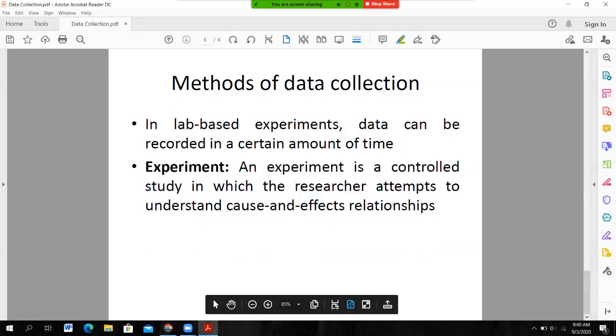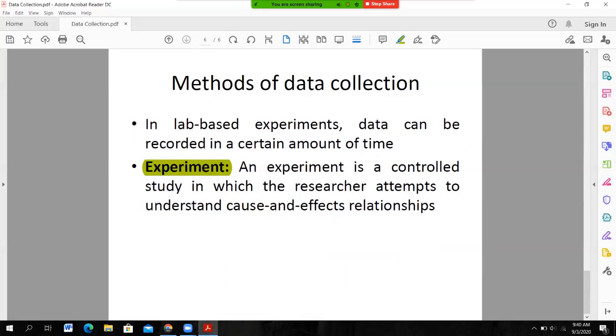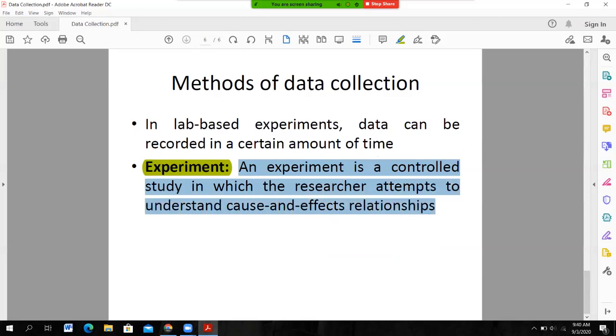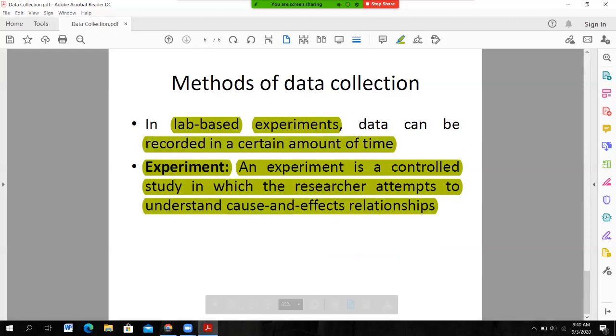Data can also be collected by means of controlled experiment. What is meant by experiment? An experiment is a controlled study in which the researcher attempts to understand the cause and effect relationship. Mostly in lab-based experiments and lab settings, data can be recorded in a certain amount of time. So all these are methods of data collection.